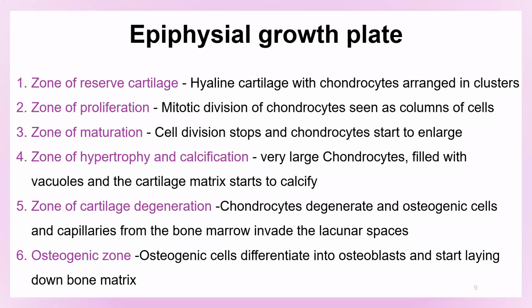And then the zone of cartilage degeneration, where the chondrocytes degenerate and die basically, and osteogenic cells and capillaries from the bone marrow invade into these spaces, and those osteogenic cells start to differentiate into osteoblasts and divide and lay down bone matrix. So the rest of it becomes bone.